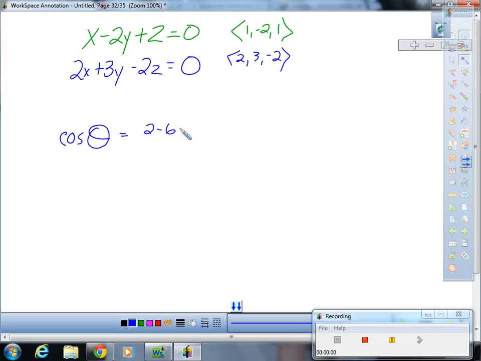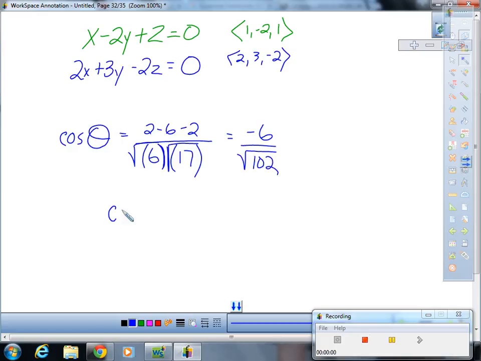Okay, and we're just going to say the cosine of theta is equal to 2 minus 6 minus 2 over the magnitude of the green vector, which would be 1 plus 4 plus 1, so radical 6. I don't know how to notate that. We'll just do that. Times radical of 4 plus 9 plus 4, so times radical 17. 4 plus 9 plus 4, yep. And so you get a -6 over, excuse me, these are radicals, a -6 over radical 102.